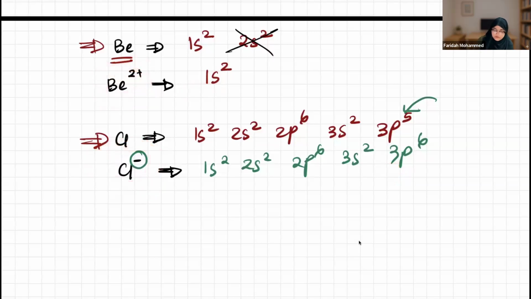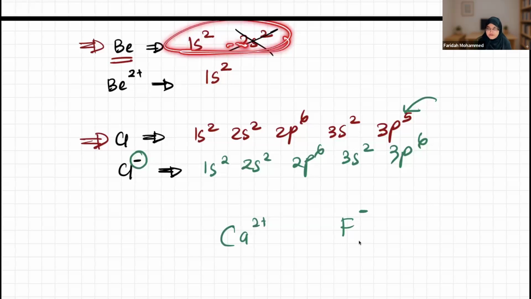Now I want you guys to try. What was the previous question I gave? Calcium 2 plus versus F minus. Go ahead. Right now, just do the long way, okay? I know most of you are smart. You can do it in your brain, but just do the long way for now. Write the configuration of the ions, and then compare them and give the reasoning.